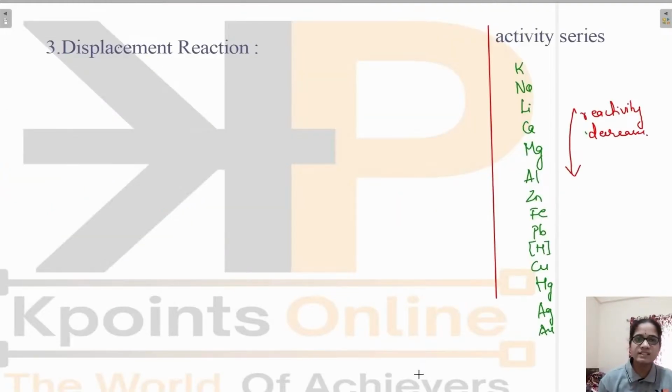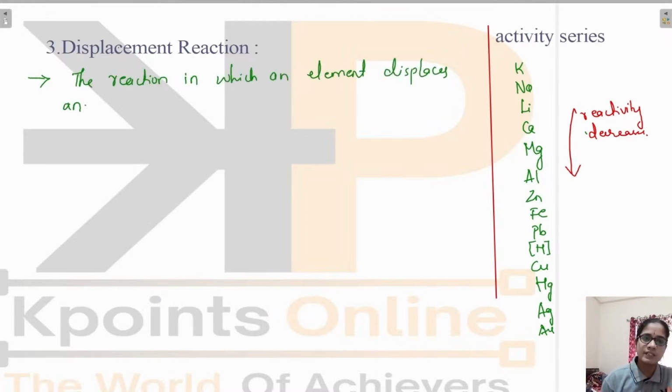So now let us discuss displacement reactions. This is a reaction in which an element displaces another element from its compound. That type of reaction is called a displacement reaction. The reaction in which an element displaces another element from its compound is called a displacement reaction. The word itself indicates to displace from its compound.